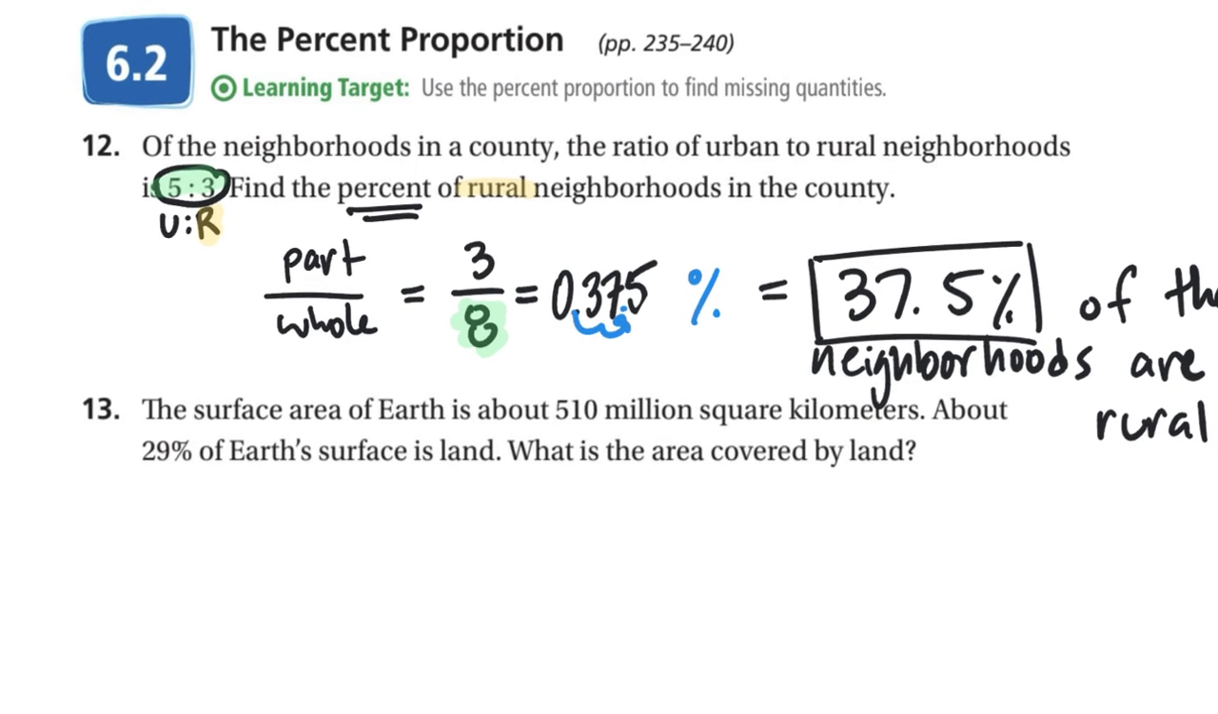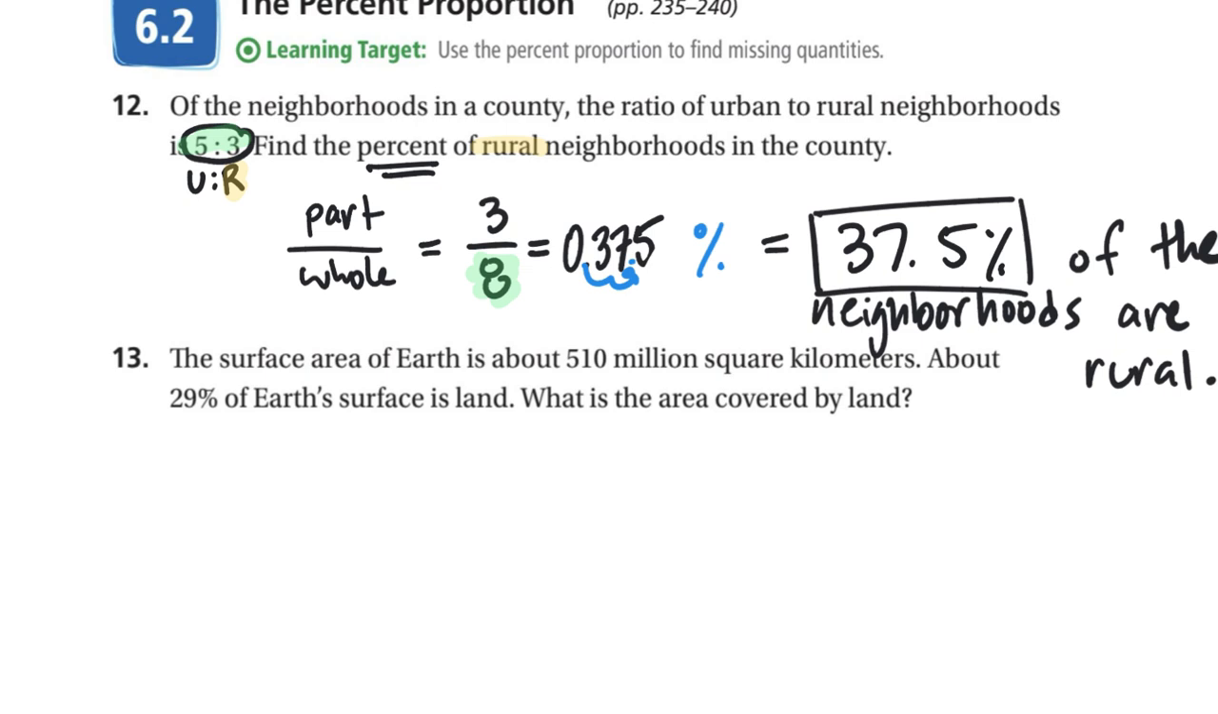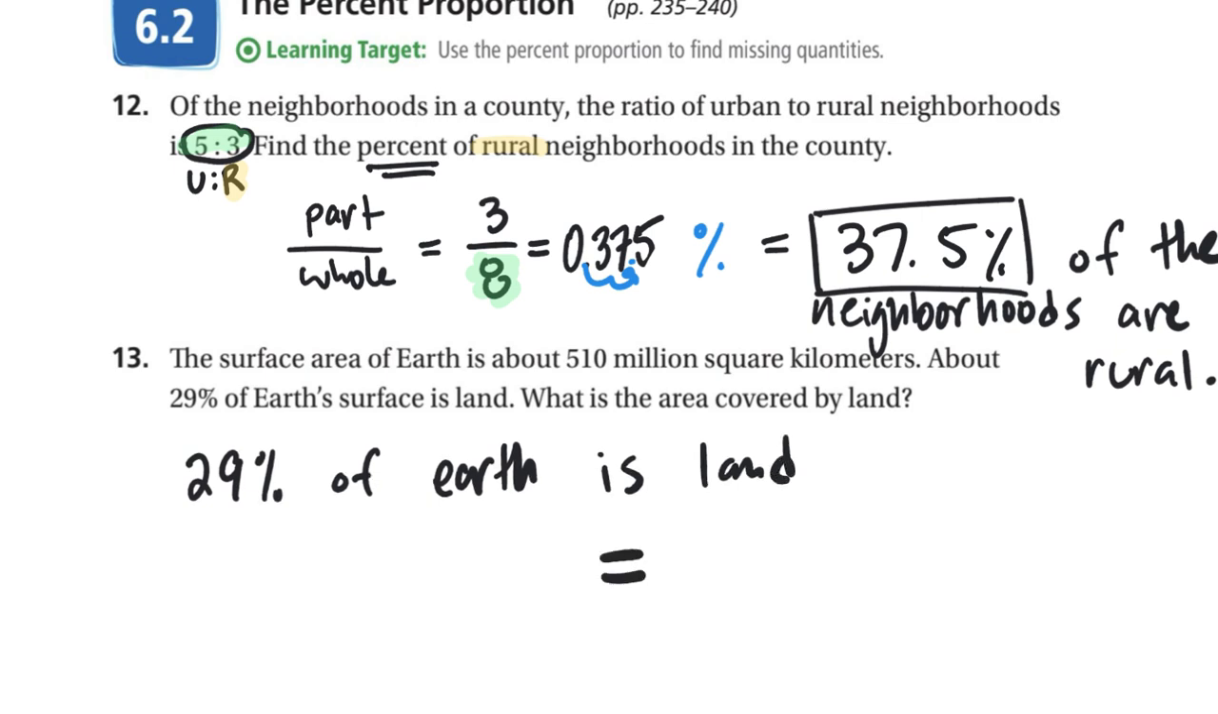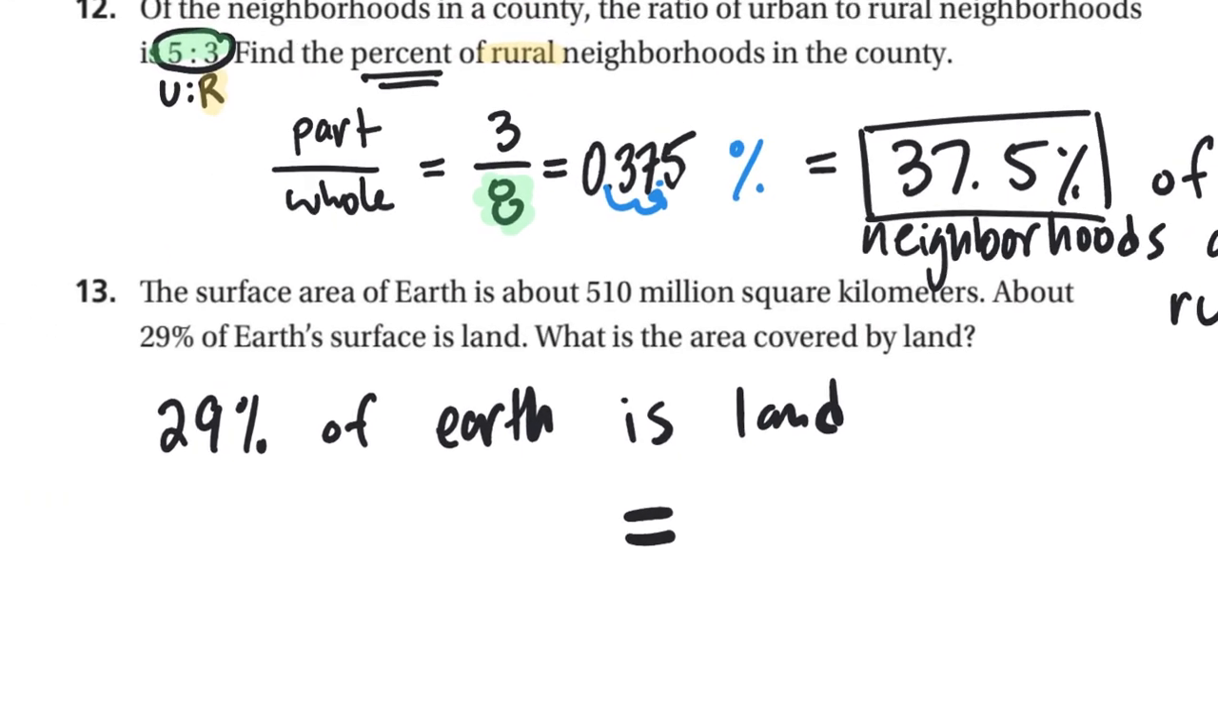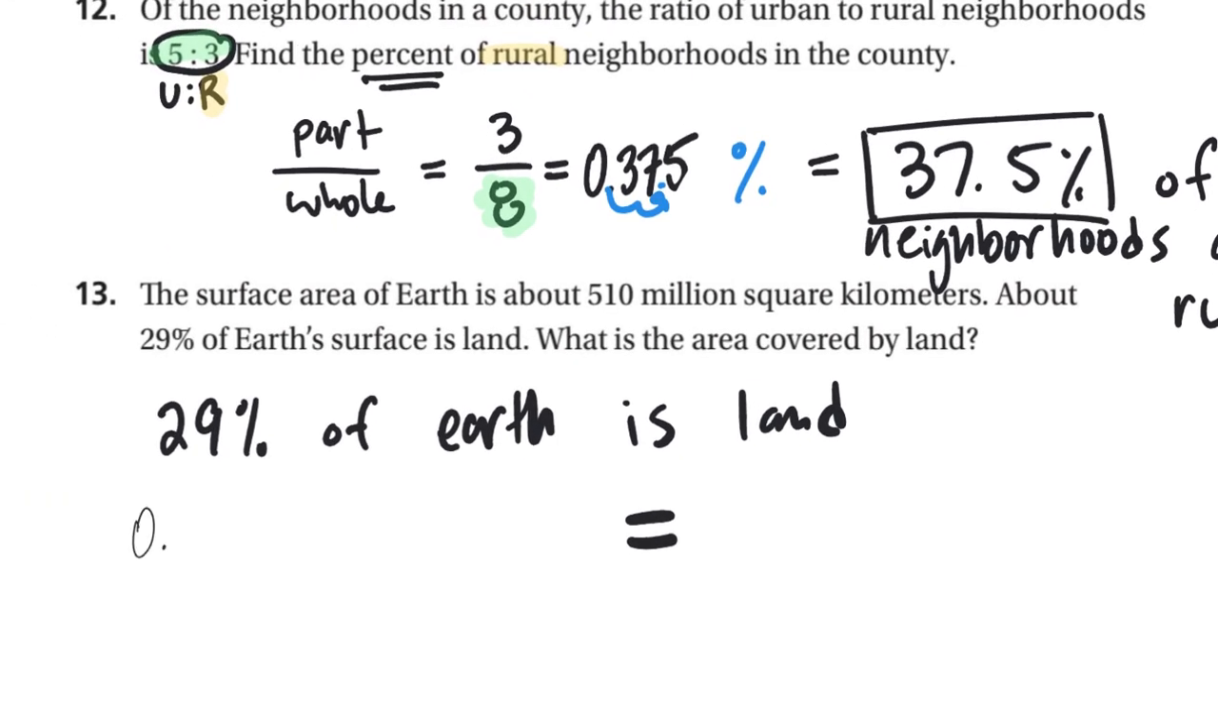All right, the surface of the earth is about 510 million square kilometers. About 29% of the earth's surface is land. What is the area covered by land? Well, 29% of Earth's surface is land. Now let's translate this. Is means equals. 29% can be translated to 0.29.